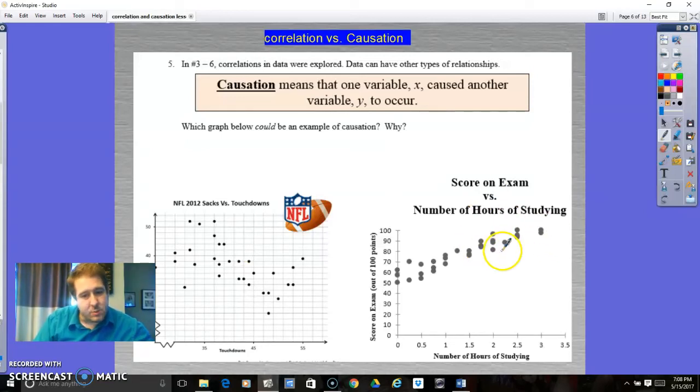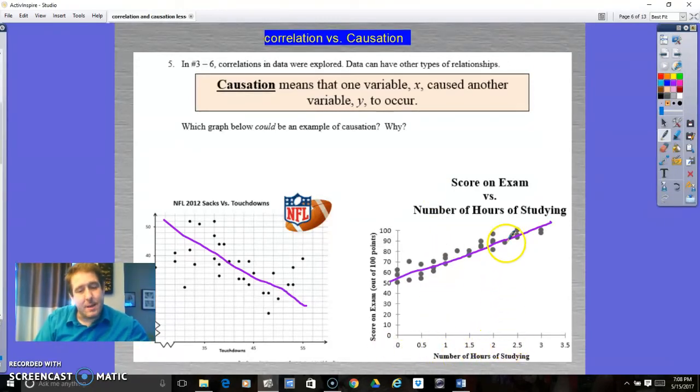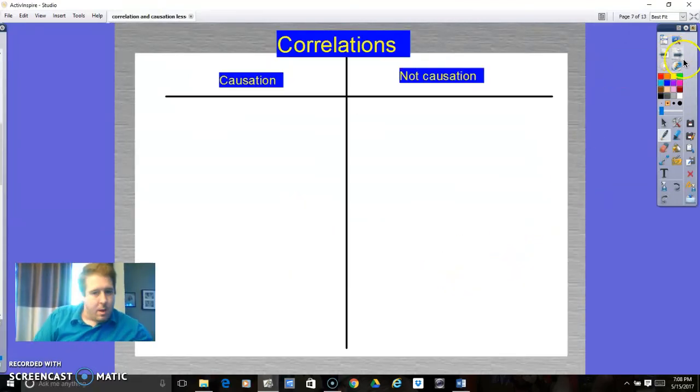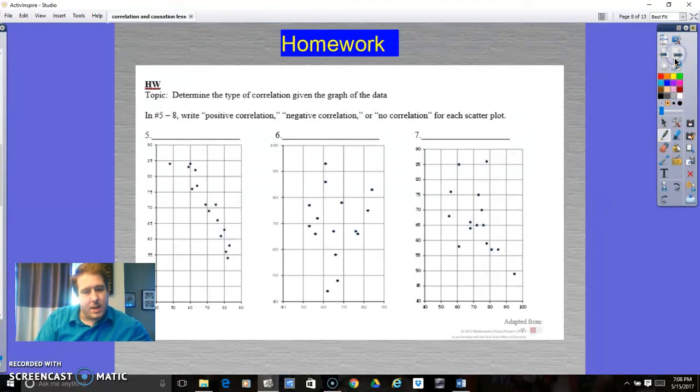All right, now in this one, it's a very, very strong correlation, which means there probably is going to be some causation involved. The more time you study typically means your score is going to increase. Now, just because you study for 3 hours does not guarantee you're going to get 100%. It's not a direct correlation, but there is a correlation there. People who don't study will score lower than the people who do study. All right. So that's the difference in causation.